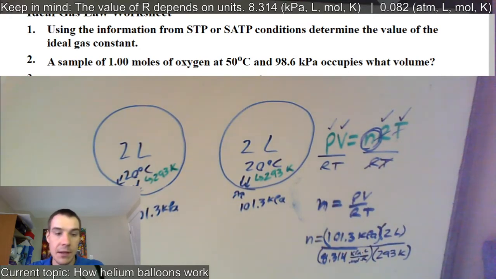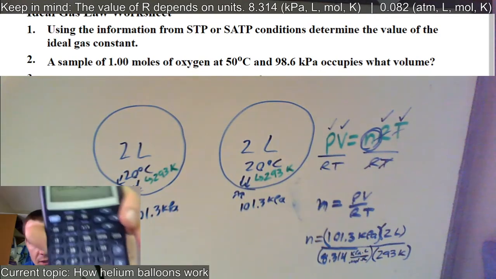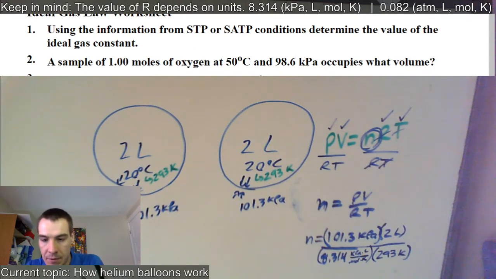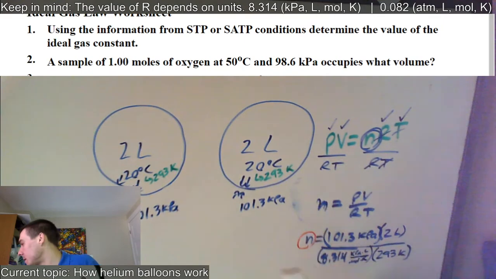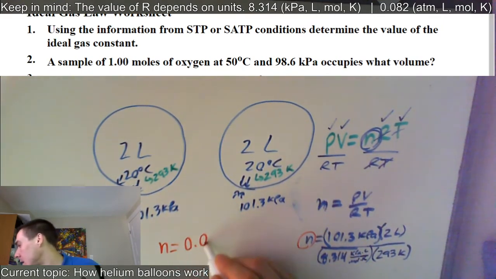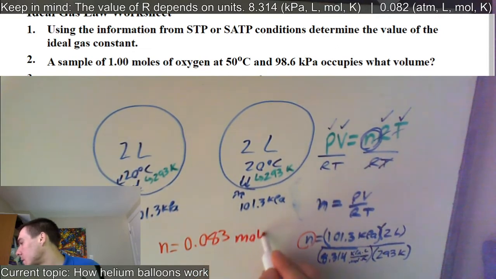I'm going to put that through my calculator. Handy dandy calculator. 101.3 times 2 divided by, if you're going to do it that way, make sure that you're opening brackets when you divide by 8.314 times 293, or you can just do the divisions in 2 steps. And what I get here when I do this, n is equal to 0.083 moles of gas.